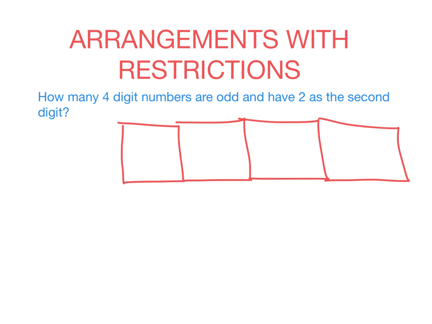So for the first digit, there are 9 possibilities. You can't have 0 as the first digit of a 4-digit number, otherwise it's not a 4-digit number. So there's 9 possibilities. Now it says 2 is the second digit. There's only one possibility. It has to be 2. There's no restrictions on the third digit. So we could have any of the digits 0 to 9 inclusive. There's 10 in total. And because the number is odd, there are 5 choices, 1, 3, 5, 7, 9 for the last digit. So all we're going to do now is multiply these together.